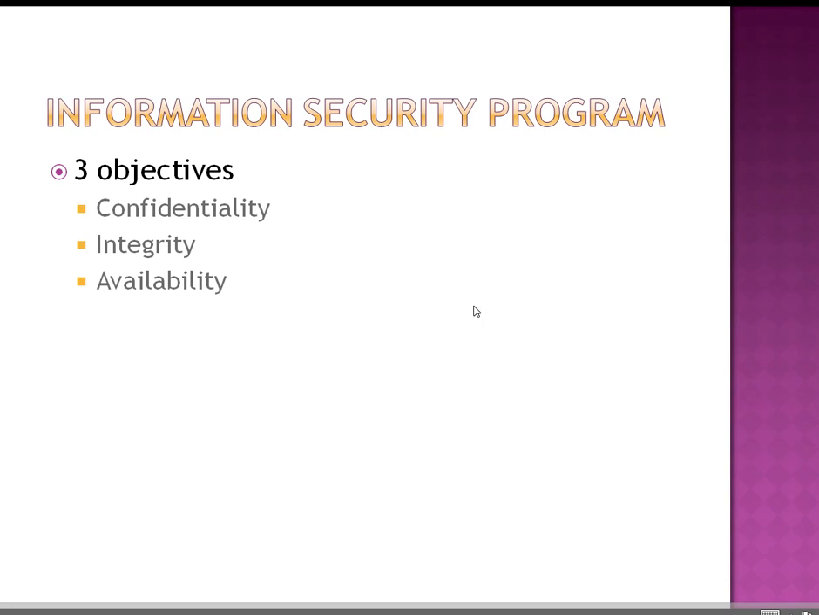Okay, so that data is complete and accurate, and only authorized persons should be allowed to edit. Once that person leaves the job, he has no right to touch the data. So you have to maintain this accuracy and completeness. The third one is availability, which means information must be available when needed.